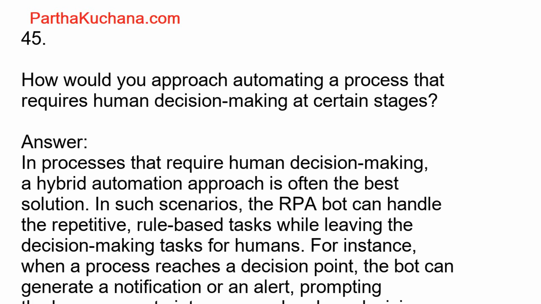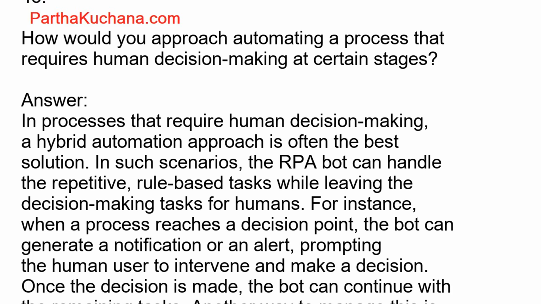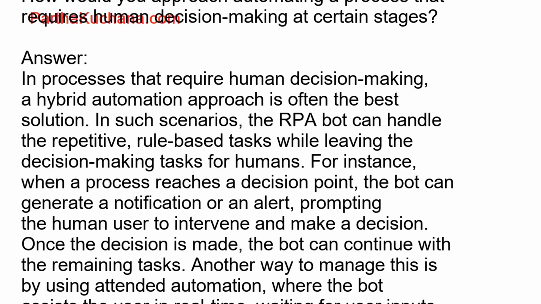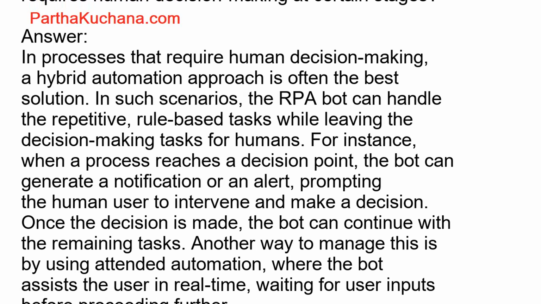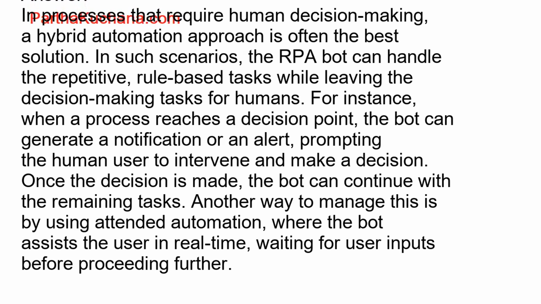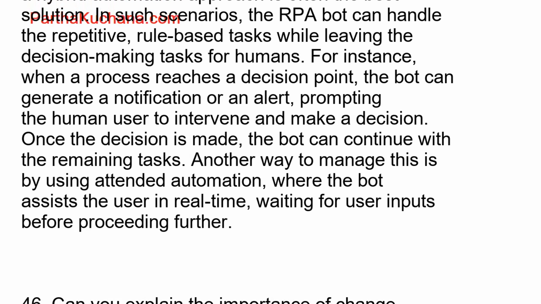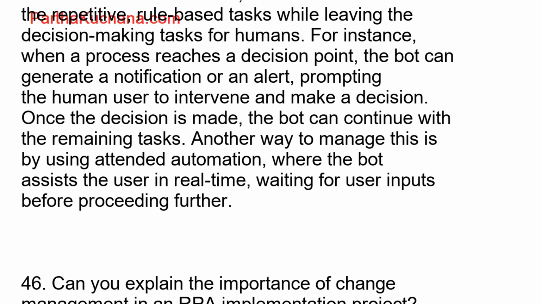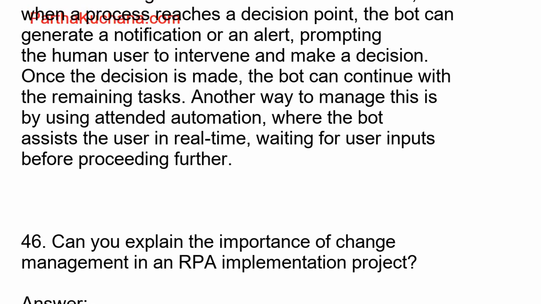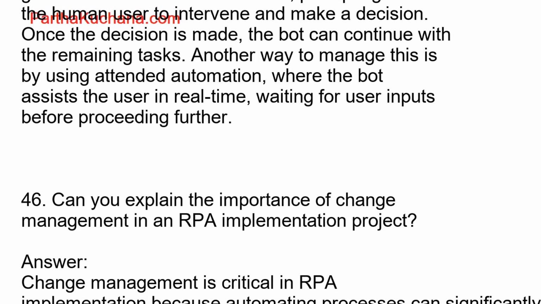47. What are the key considerations when deciding to scale an RPA solution across different departments in an organization? Answer. When scaling an RPA solution across departments, several key factors should be considered. First, the process needs to be standardized across departments to ensure that automation can be implemented uniformly. Next, it's important to evaluate the infrastructure and tools to ensure they can handle the additional load of more bots. The scalability of the RPA platform should also be assessed to support multiple processes and departments simultaneously.